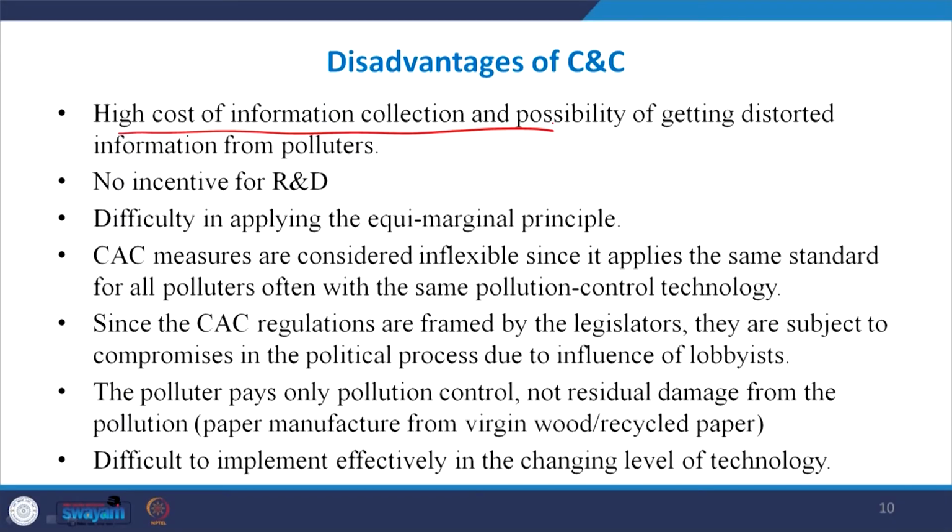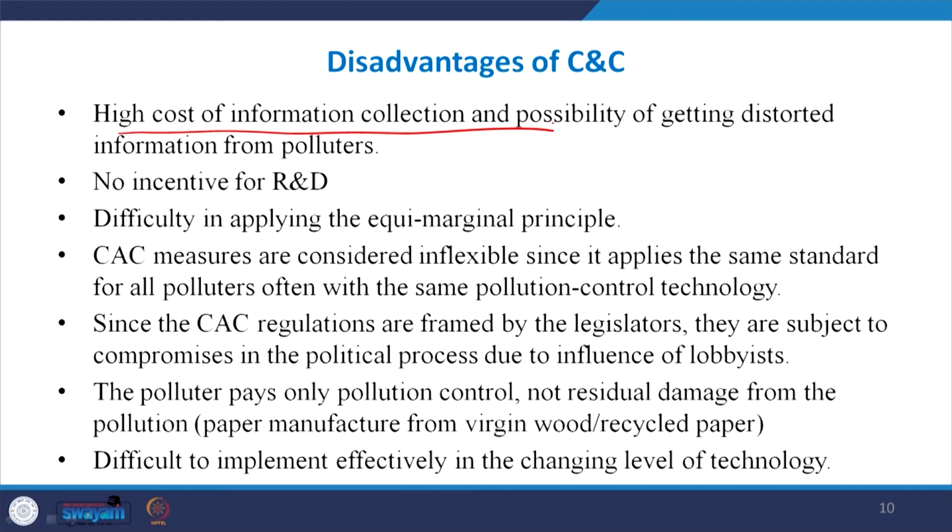When the government or regulator sets the standards, be it a technology standard, an ambient standard or an emission standard, lots of information is required, and getting information may be a very costly affair, number one. Second, even if you are able to collect the information, you may get distorted information from the polluters. Polluters may not share the correct information. So, distorted information and high cost of information are the major problems associated with the command and control system.